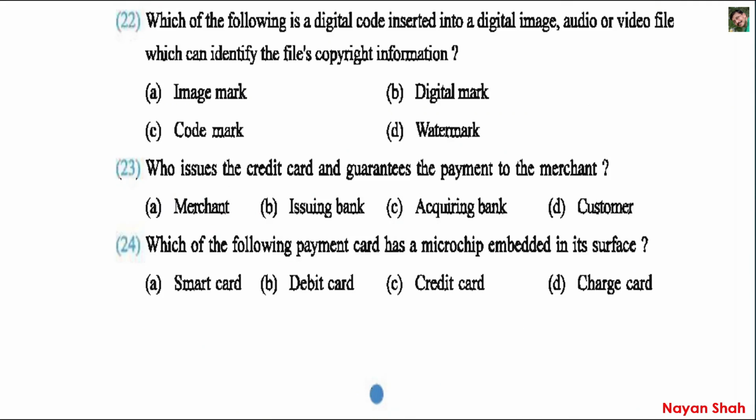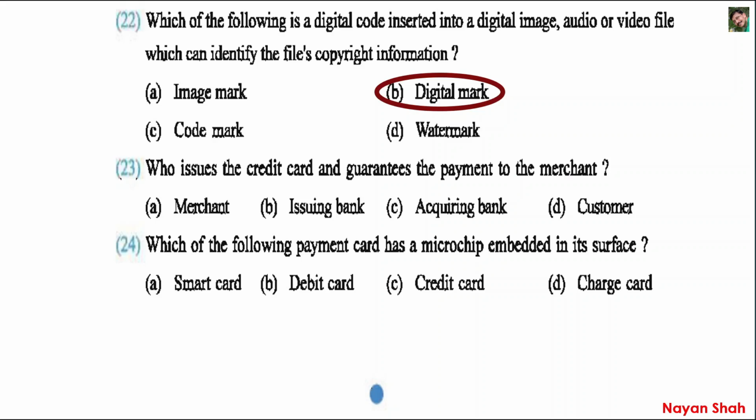Moving on to the last set of questions of chapter 5. Question number 22. Which of the following is a digital code inserted into a digital image, audio file or video file which can identify the file's copyright information? So which digital code is inserted? That is obviously a digital mark. A digital mark is a digital code that is inserted into a digital image, audio or video which can identify the file's copyright information.